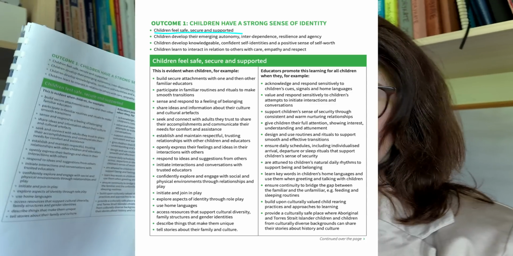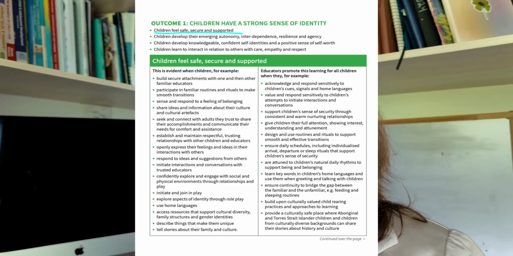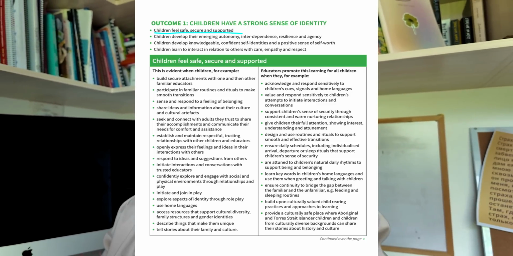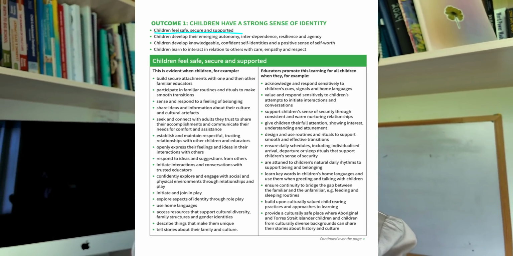Evidence examples, as I was saying, on the left. Children build secure attachments with one and then other familiar educators. Is it evident in your practice? Do you have a child who built a connection with you and you can call it secure attachment? Bowlby's theory is required here. You need to know what attachment is. So you see, it's a lot behind the scenes in these learning outcomes.